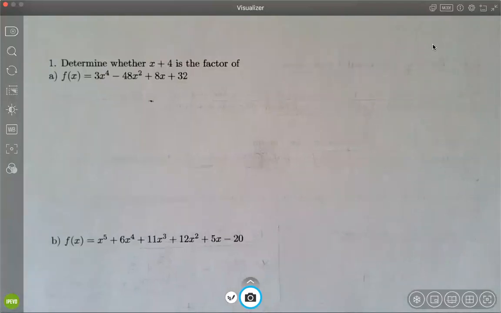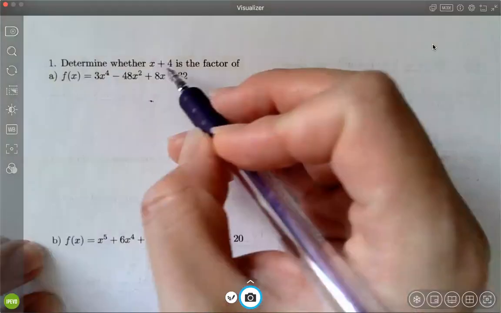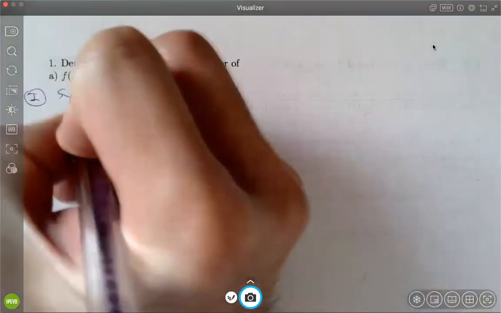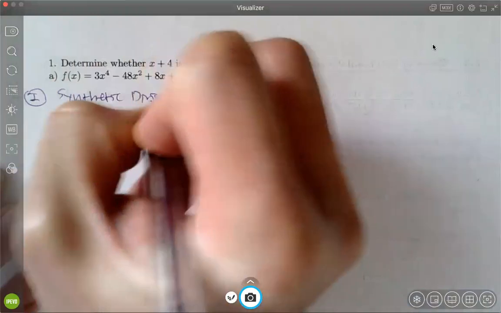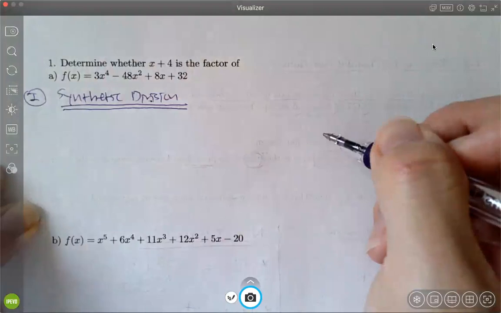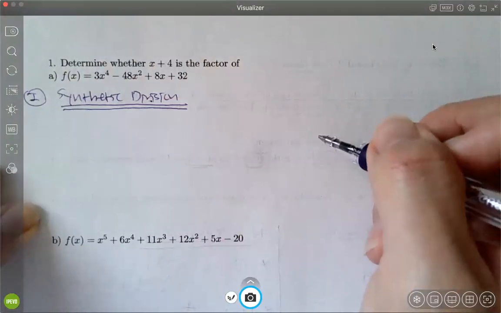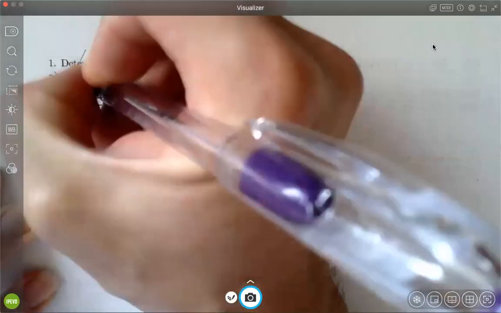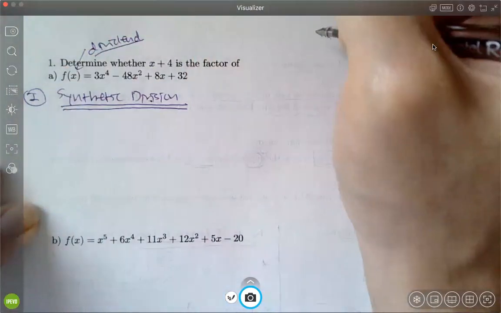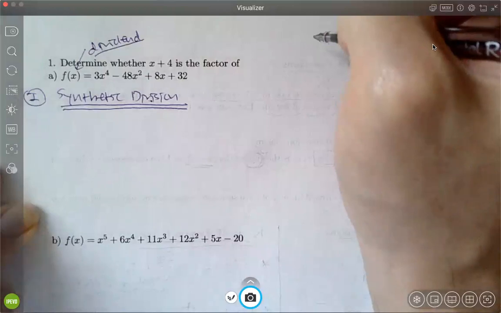Whenever you see f of x, and from now on, whenever you see x plus 4, which is a linear factor, the very first step that you have to do is apply the synthetic division. Based on what we did on Thursday, this f of x is usually the dividend, right? And remember for the dividend, we take all the coefficients, and of course we cannot miss any exponents.